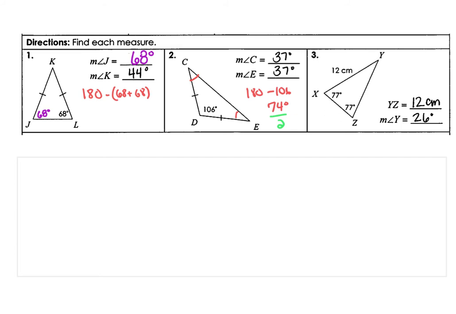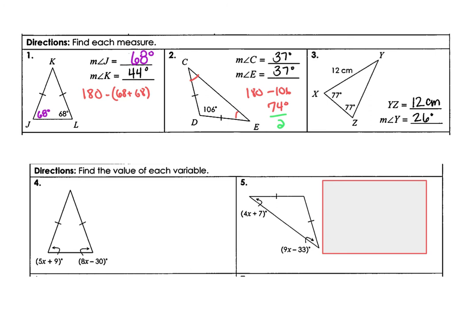All right, look at the next one. It says find the value of each variable. So they have told us that we have congruent sides. We know we have an isosceles triangle. Because these are congruent, the angles opposite of them are also congruent angles, which means these are congruent. So if I'm solving for this variable and I know they're congruent, I'm simply going to set them equal to each other and solve.